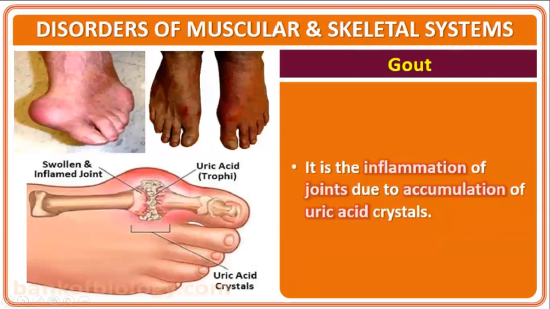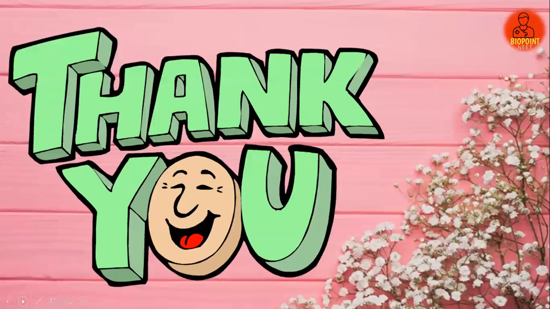The last one, you have gout. Gout is the accumulation of uric acid crystals inside the joints. You will call it gout. So these are the 5 disorders of the muscular and skeletal system, and thus we have come to the end of this amazing chapter of locomotion and movement.